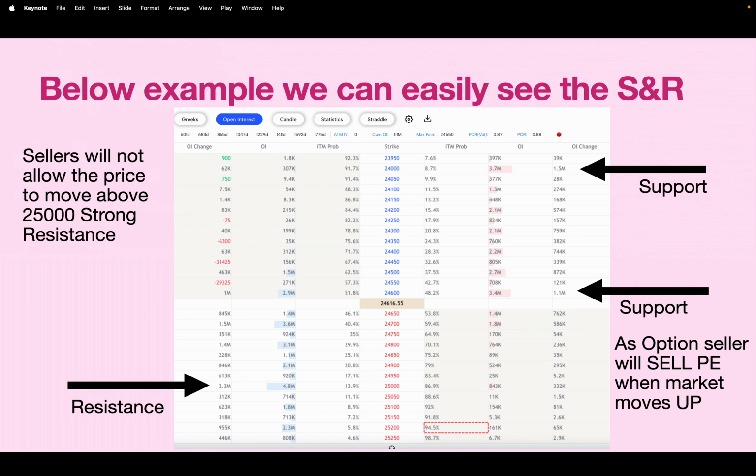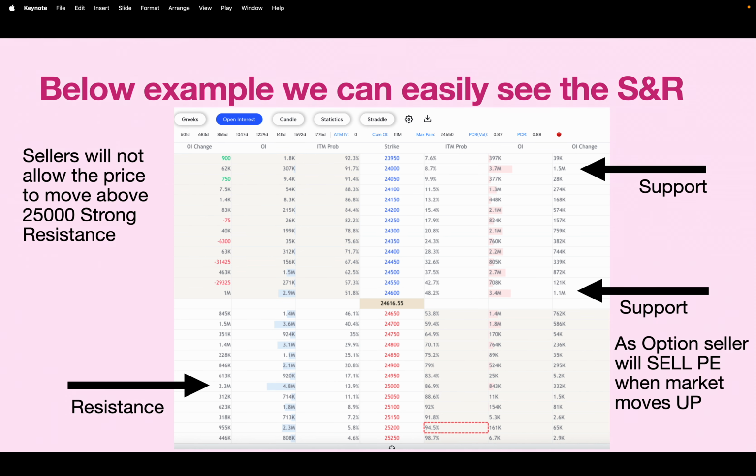Why is it a strong support? You can see the open interest is 3.7 million and OI change is 1.5 million. That is the very highest over there. So that's the reason we have marked it as a support. We have also another support where you can see 3.4 million and 1.1 million. Even this will act as a support. If this particular support breaks, then the next support is 24,000.